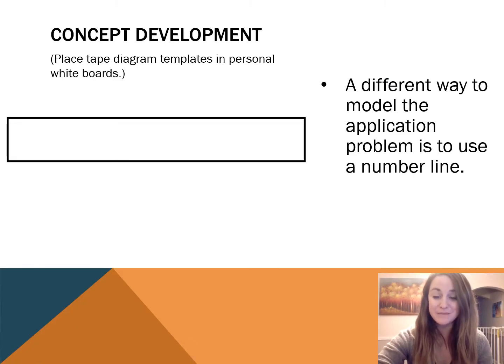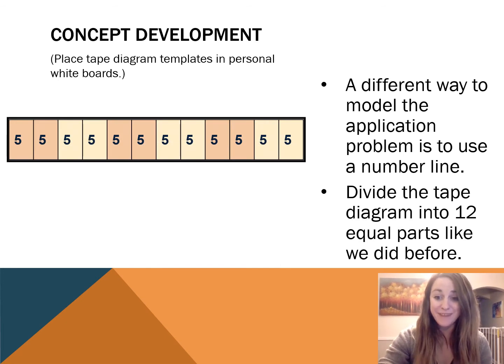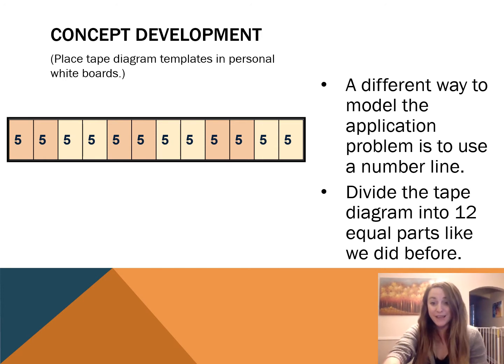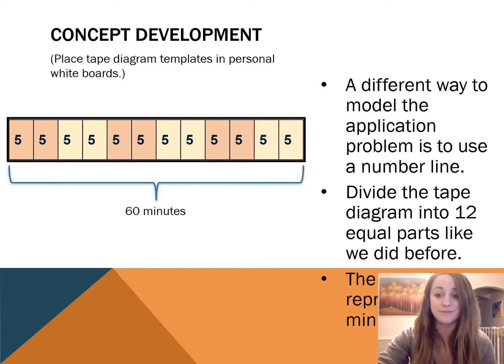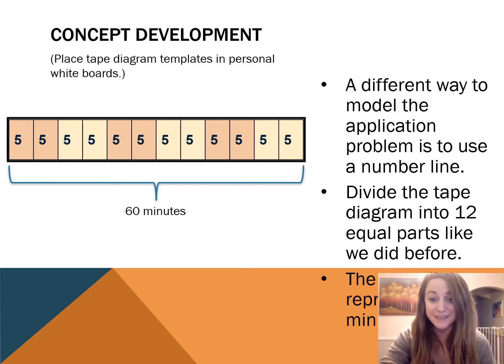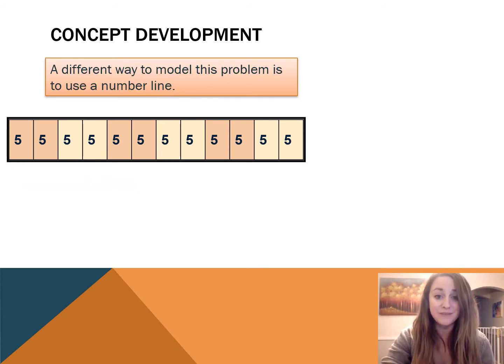A different way to model the application problem is to use a number line. We're going to divide the tape diagram into 12 equal parts like we did before. Notice that each part has 5 in each. The tape diagram represents 60 minutes. A different way to model this problem, besides the tape diagram, is to use a number line.